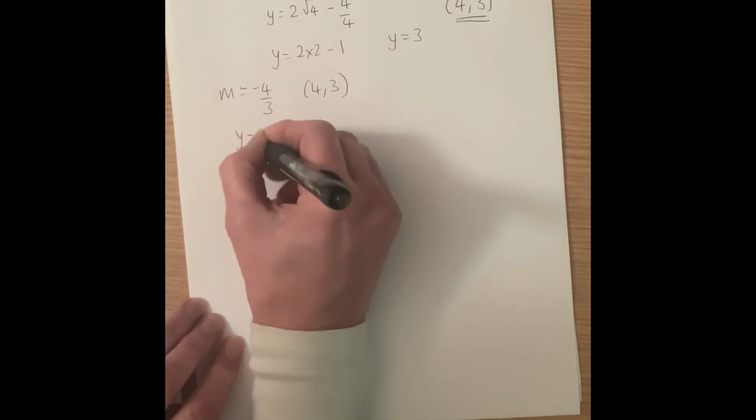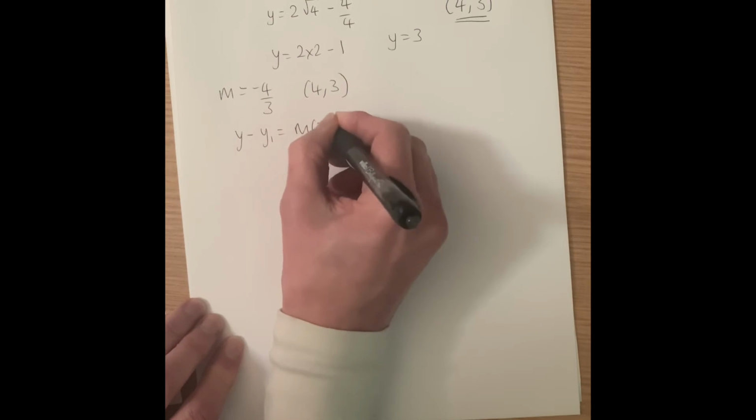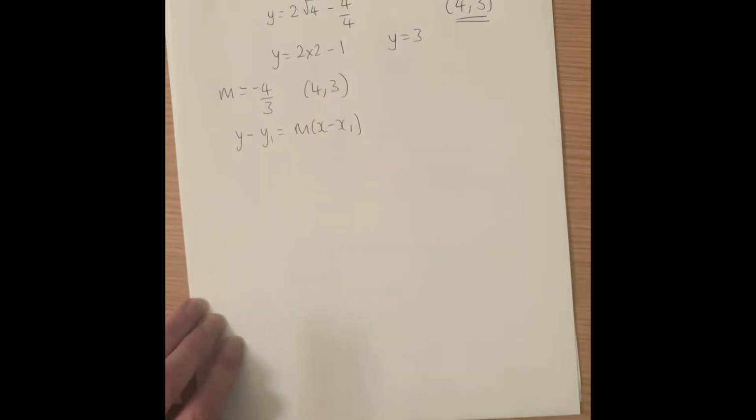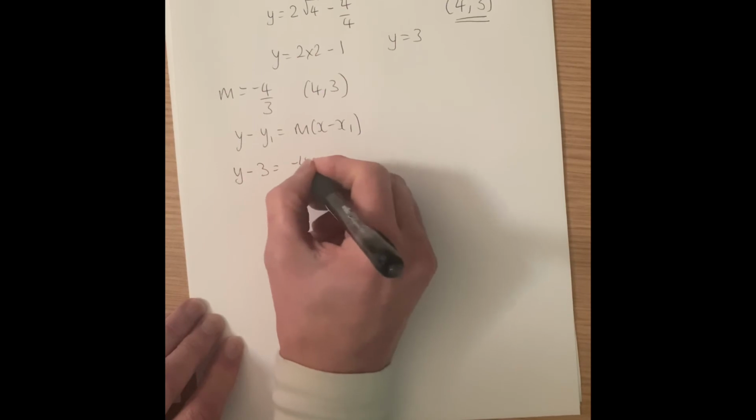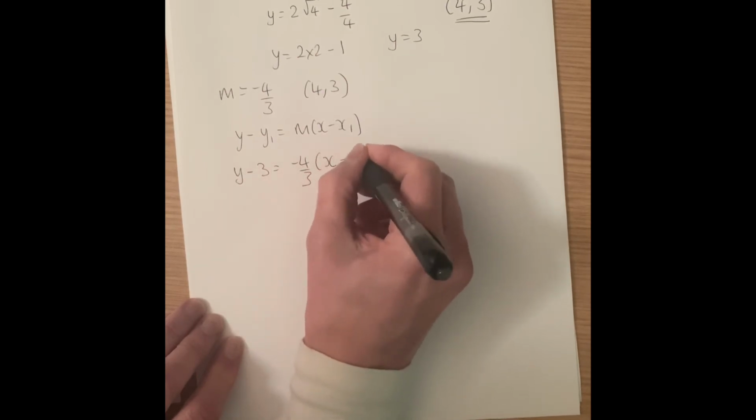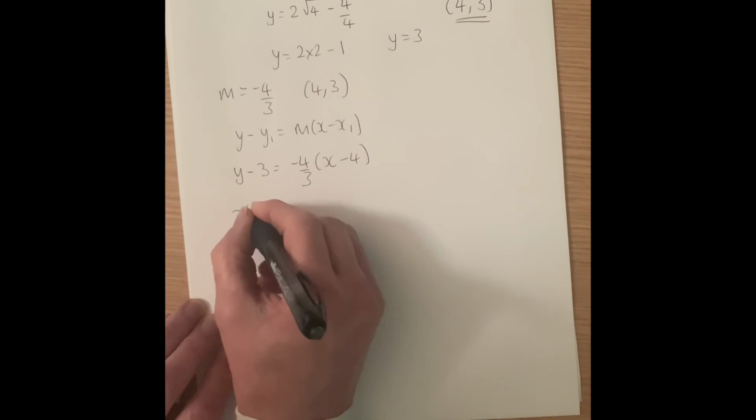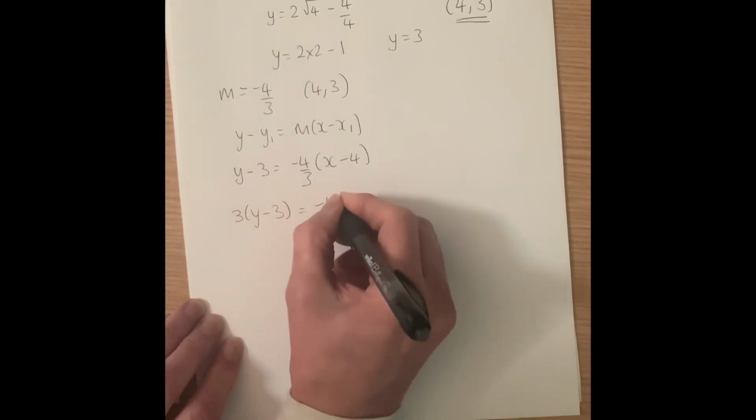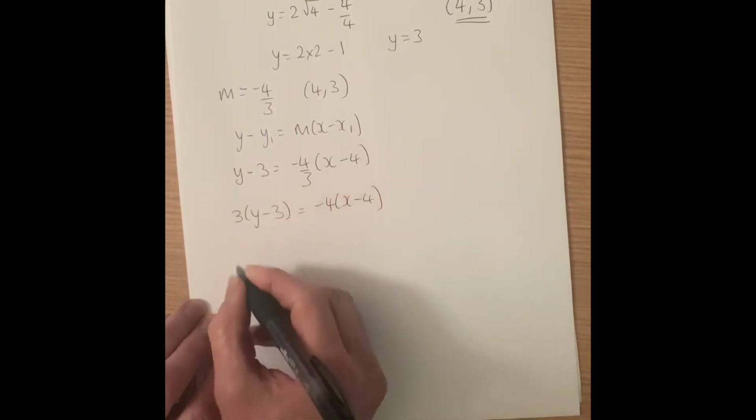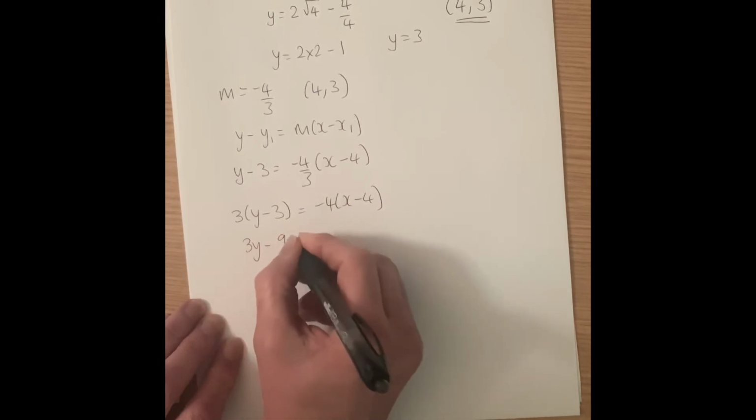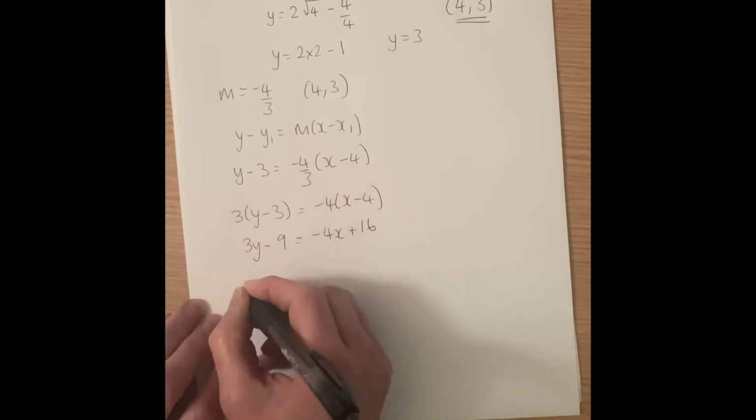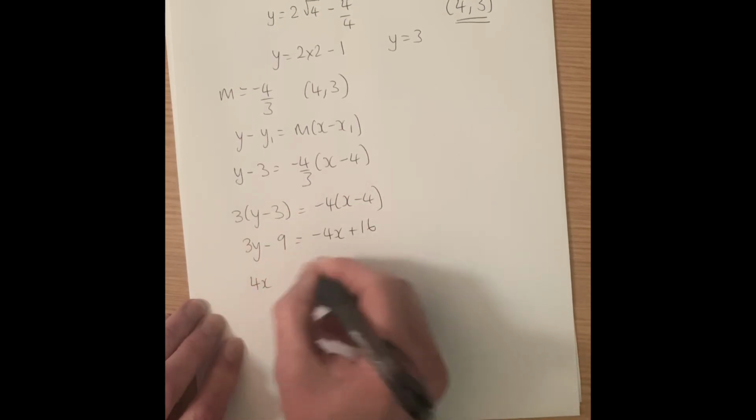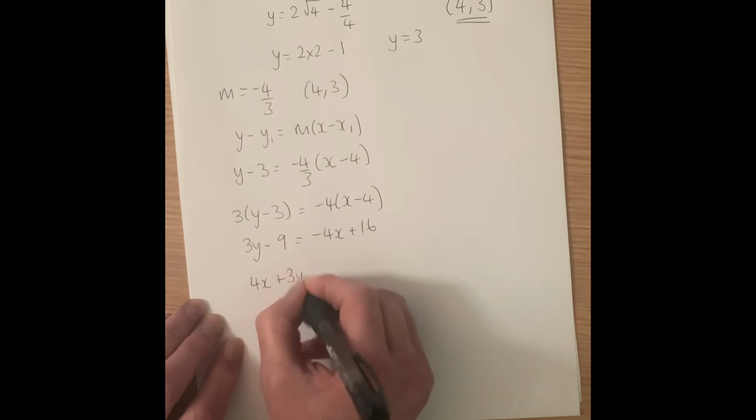And again, it's using this skill, but the difference is this time they told you how they want the answer given. So y minus 3 is minus 4/3 (x minus 4). I'm going to multiply both sides by 3. And now I'm going to expand my brackets. So add 4x to both sides and add 9 to both sides.